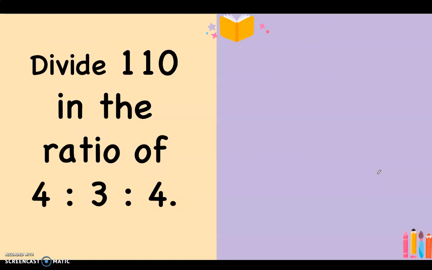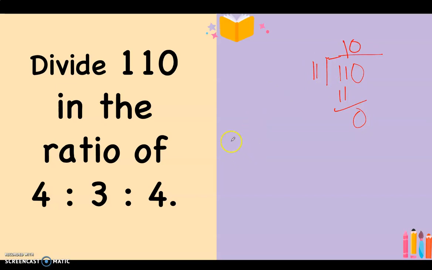Next, divide 110 in the ratio of 4:3:4. Again, the steps are we're going to add the terms of the ratio to find the total number of parts. So we have 4 plus 3 is 7 plus 4, it's 11. Then we divide 110 by it. So the answer is 10.